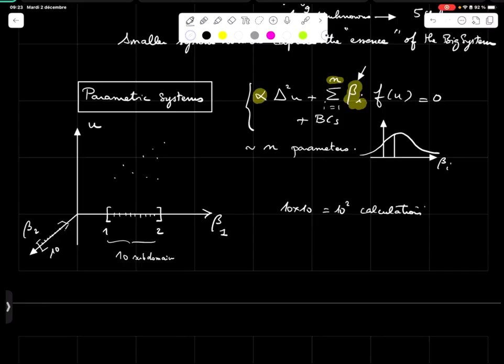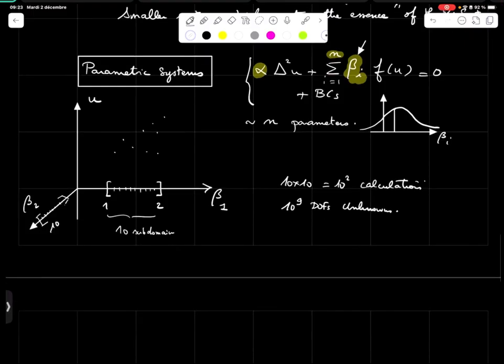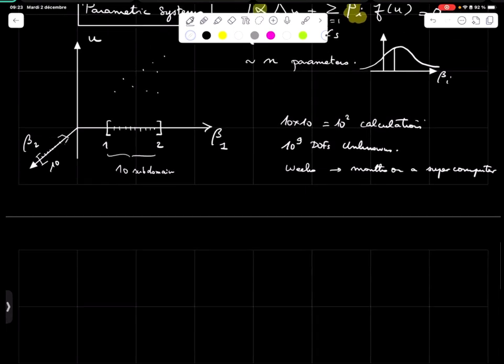And let's say that each calculation takes 10 to the power 9 degrees of freedom, so unknowns. Well, you can quickly compute that you're going to need weeks to months just to do the 100 calculations on a supercomputer. And maybe it's not even solvable, depending on the type of problem you have. It might be that you cannot even solve that. Okay, so that's not super cool, because you have 100 calculations and all that, and 10 to the power 9 degrees of freedom. Let's imagine doing that.